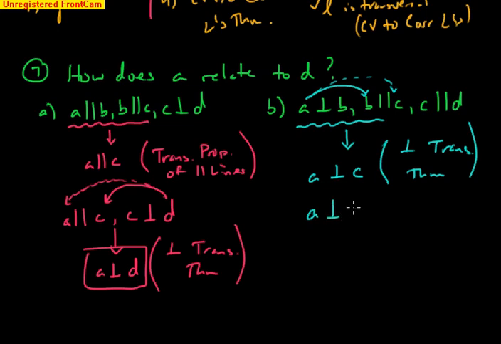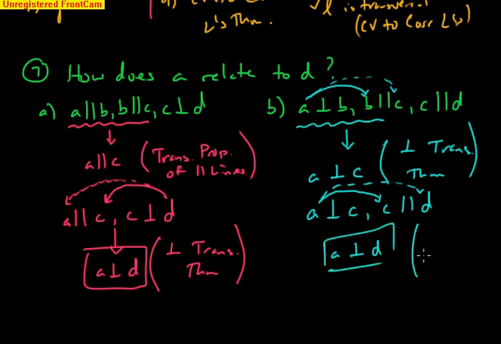So now I have A perpendicular to C, and I have C parallel to D. Again, A is perpendicular to one of the parallel lines. Therefore, it's perpendicular to the other. A is perpendicular to D. And this is, again, by the perpendicular transversal theorem. Okay? So there you go.